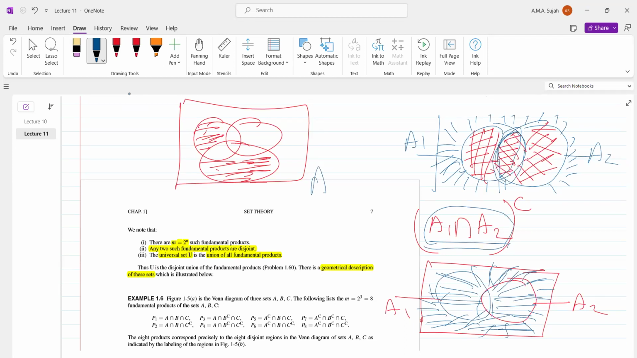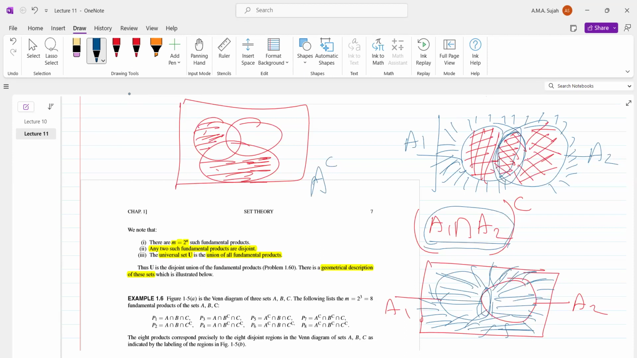So if you have A as a set, the A complement is denoted how? The elements not belonging to A, but belonging to the universal set, right? Similarly, here A1 intersection A2, the whole thing's complement, means the elements not belonging to A1 intersection A2, but belonging to the universal set, right? So here we are omitting this one.